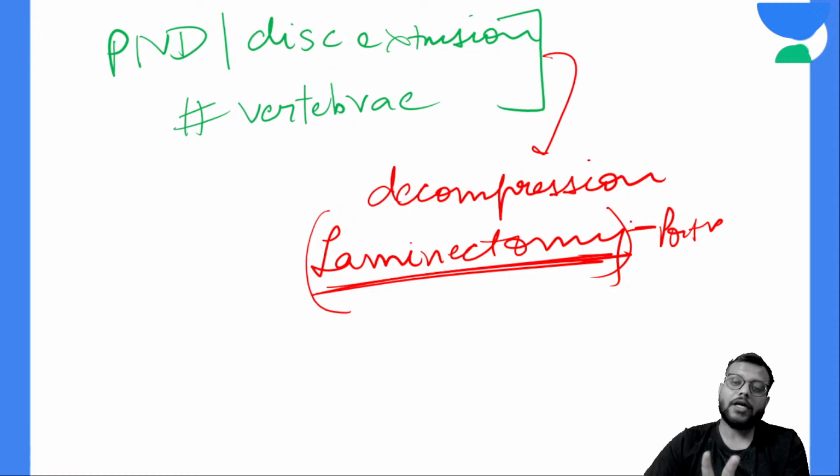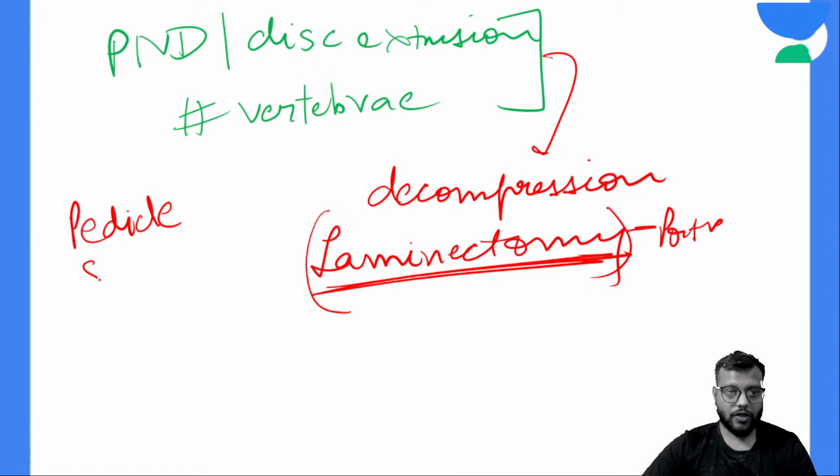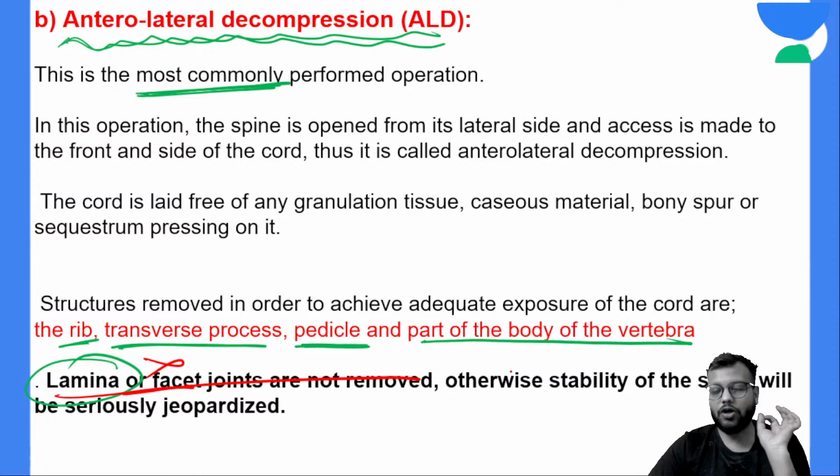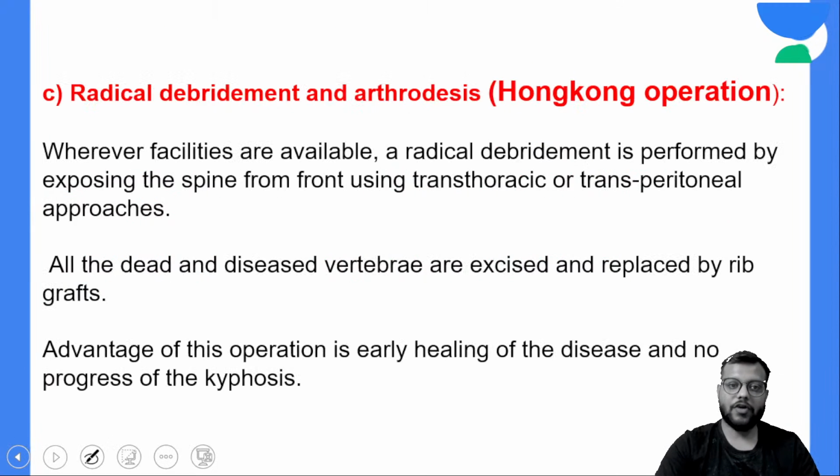But laminectomy करने से क्या होगा, your vertebral column will be destabilized. Okay, so to make that more stable, what you will do, you will just put a fixation of the vertebral column by the pedicle screws. But here you will not do the laminectomy. Okay, lamina is not removed. Here you will do the anterolateral decompression, जहाँ पे आप spine transverse process तक ही remove करते हैं.